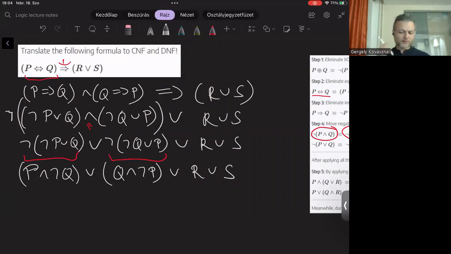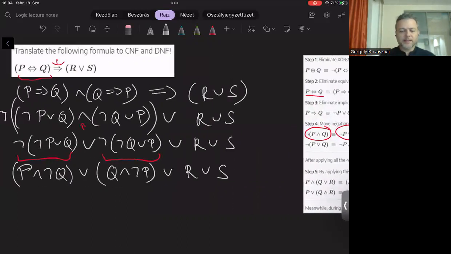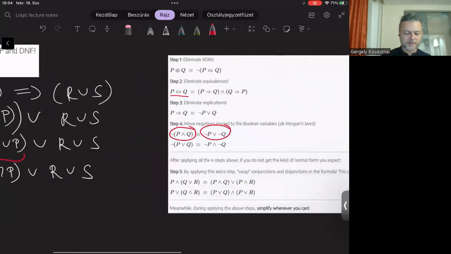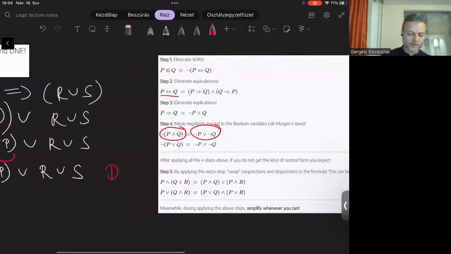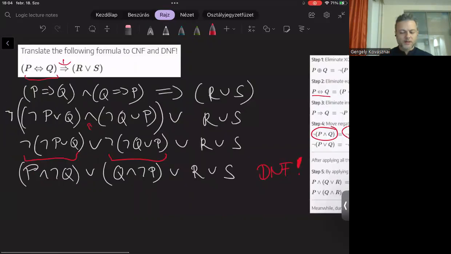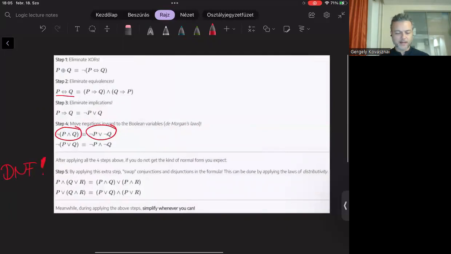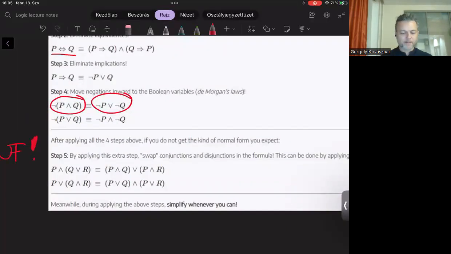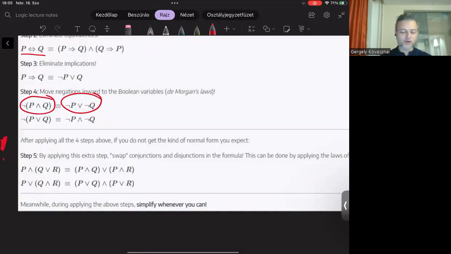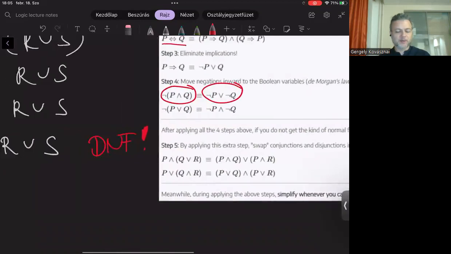Okay, so what about this formula? Well, is this formula already either in CNF or DNF? Yes. This formula is in DNF for sure. This is a DNF. Okay, so how can we turn it into a CNF? There is only one way, and you can find it in the algorithm. Step 5. Step 5 is about swapping conjunctions and disjunctions. Basically, this is what we have to do.